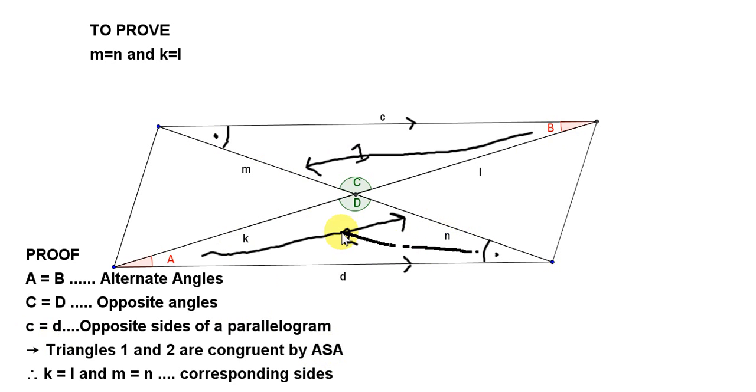Next we can look at another pair of corresponding sides. That's the side opposite this angle here, which I'm calling dot. Sides of length K and L are corresponding, and they must be equal to each other in these two congruent triangles.